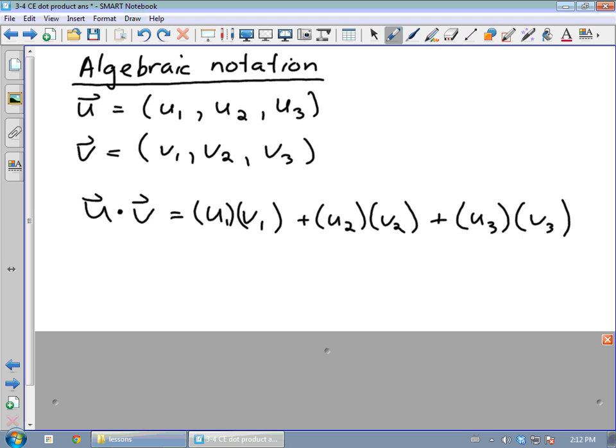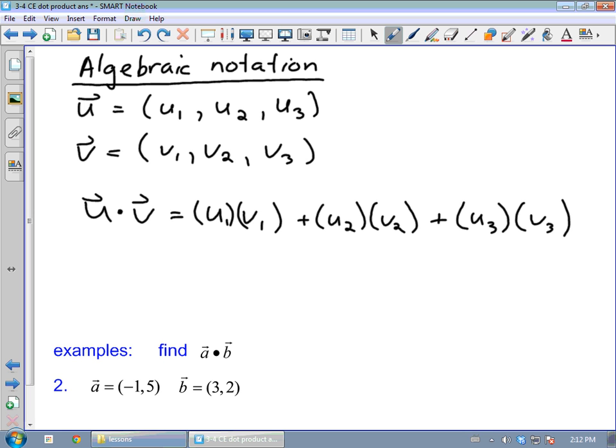Okay. So we're picking out the components that point in the same direction. Our x components are all pointing in the x direction. Our y components are all pointing in the y direction. Our z components are all pointing in the z direction. So we multiply the components that are all pointing in the same direction. Okay? And then we add them up.